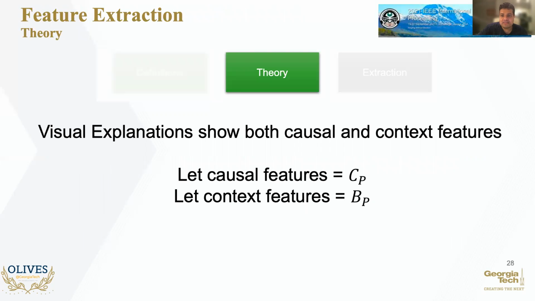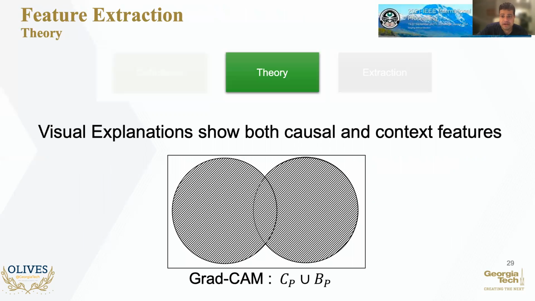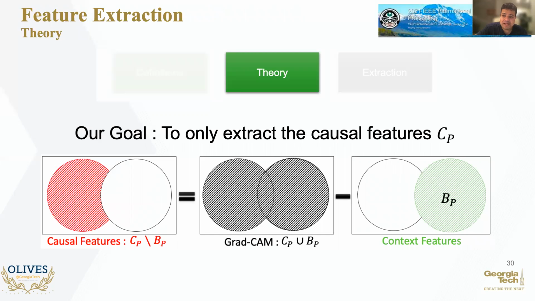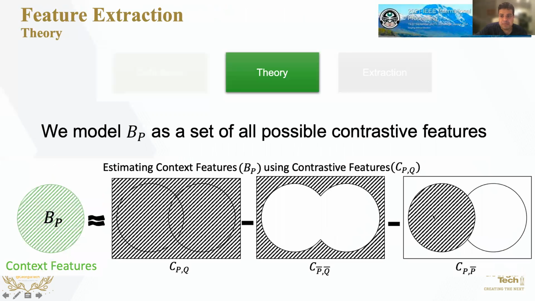With this setup, we describe the theory behind our approach. Let's use C_P and B_P as the causal and context features. We already know that Grad-CAM shows both the causal and context features. Our goal is to only extract the causal regions, basically the red regions within the Grad-CAM. To do so, we need to model B_P, which is the context features. We approximate this based on the power set of contrastive features that we discussed earlier.